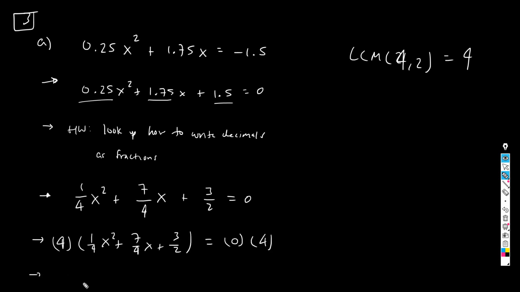So what am I going to get? I'm going to get x squared. When you multiply this times this, it's going to be x squared. This times all of this, you will get 7x. And this times this, you will get 6. And you will get a 0 on the other side.